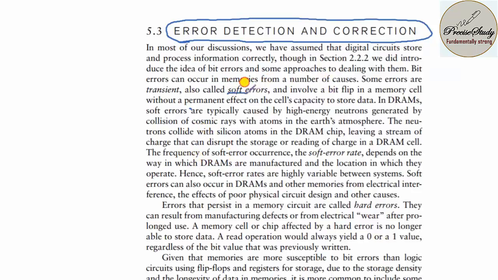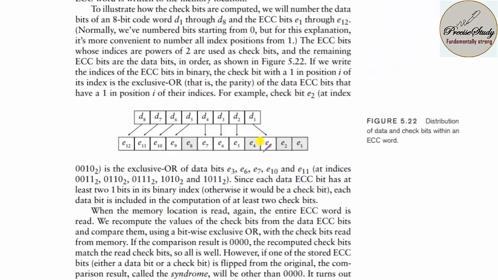In the case of soft error, what do you mean by soft error and hard error? Some errors are transient, and that error is called a soft error, and it involves a bit flip in a memory cell without a permanent effect on the cell's capacity to store data. Soft error is not a permanent damage, but hard error is a permanent damage because of wear and tear of the components, nothing but electrical wear and tear or prolonged usage. So they can ask you to distinguish between soft error and hard error.